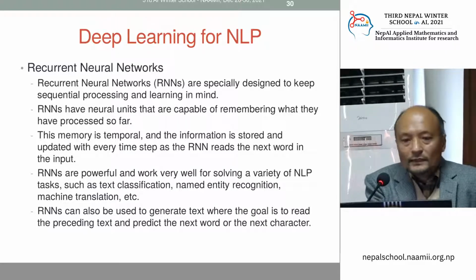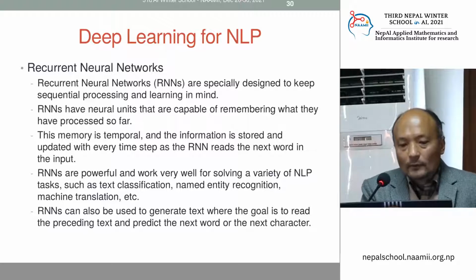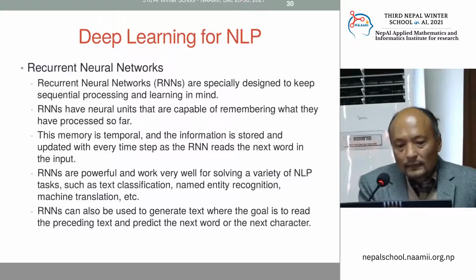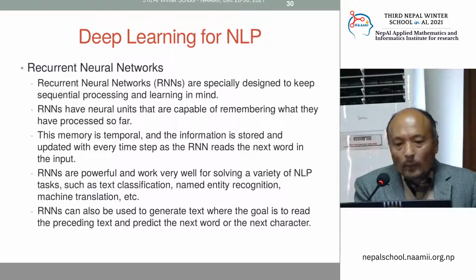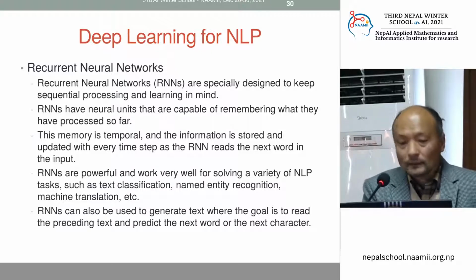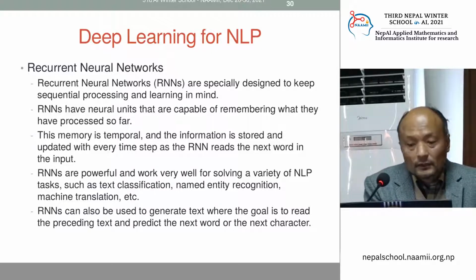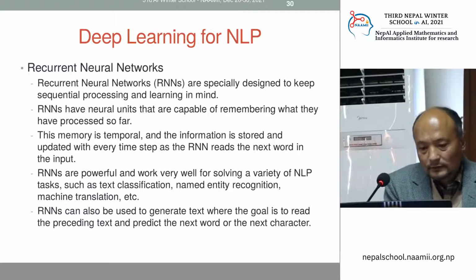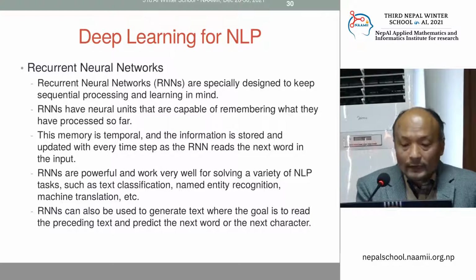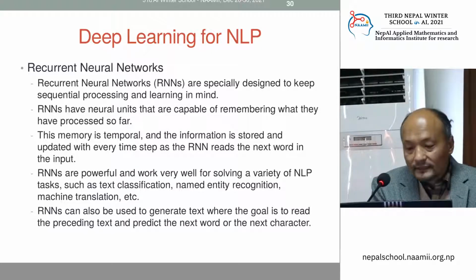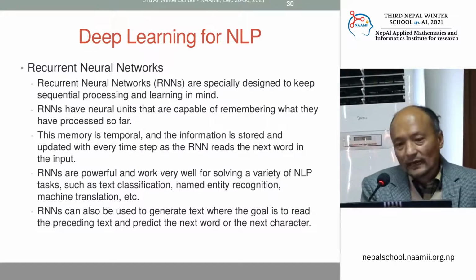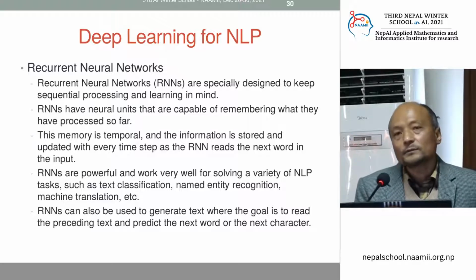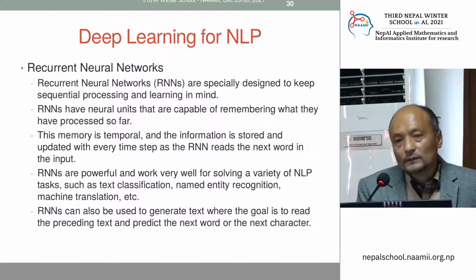So RNNs have neural units that are capable of remembering what they have processed so far. RNNs are powerful and work very well for solving a variety of NLP tasks such as text classification, named entity recognition, machine translation, and so on. RNNs can also be used to generate text, where the goal is to read the preceding text and predict the next word or the next character.